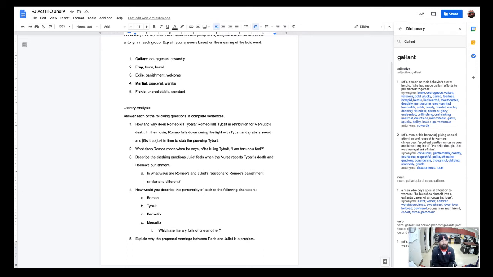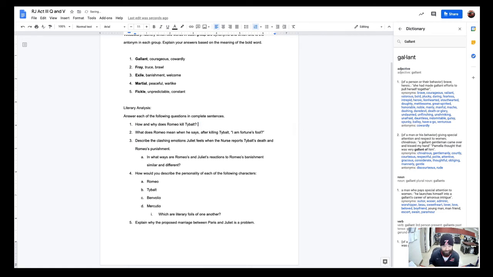Okay. All right, number 2, what does Romeo mean when he says after killing Tibble, "I am fortune's fool"? Okay, so I'm gonna delete that so it doesn't show up on yours too. Okay, "I am fortune's fool." Well, fortune right here, they're actually talking about like a fortune teller kind of fortune. So use the word destiny in this place. "I am destiny's fool." That's really what he's talking about here.